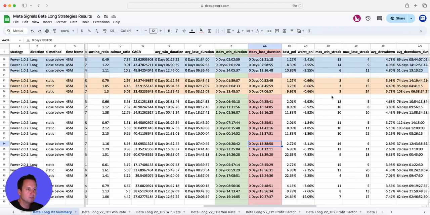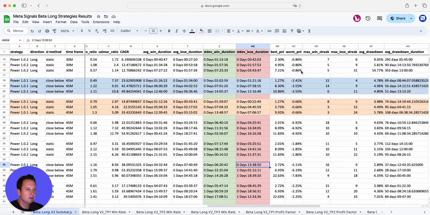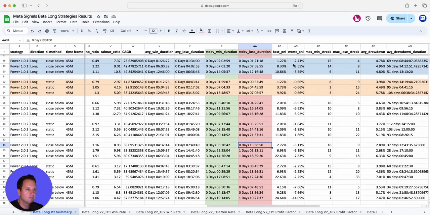Best P&L, worst P&L percentages. This is the actual percentage move of price on the chart. You can see with the 45-minute, we are going for, on TP1 especially, very small moves. The best TP1 of this strategy went for a 1.27% move. The best TP3 went for a 10% move.